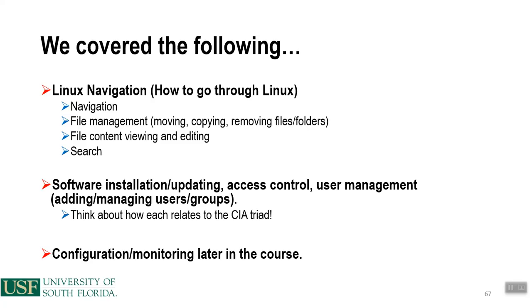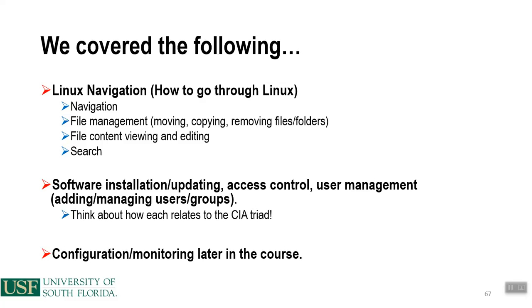We covered Linux, how to navigate through Linux, what are the basic types of commands, moving, copying, removing files and folders, viewing files and folders, searching through them, looking at options, doing different types of commands, and so on. We talked about software installation, so we talked about yum, the updating, the access control, the user management, and think about how each of these relates to the CIA triad.